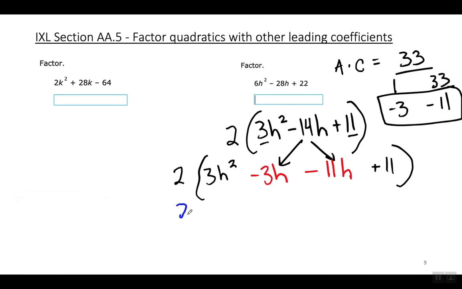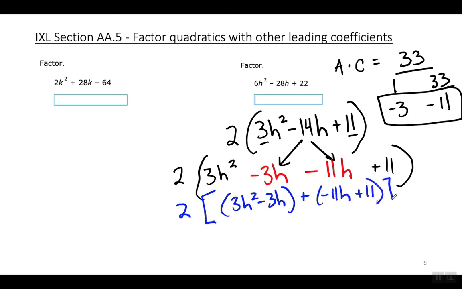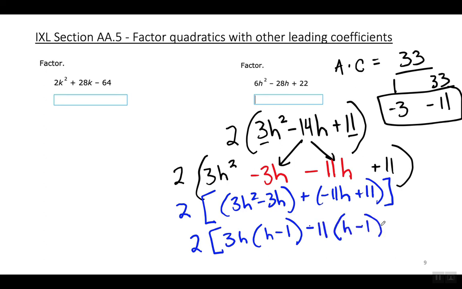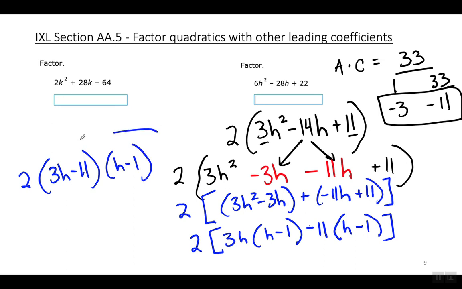So now I'm going to factor by grouping. The greatest common factor in this group would be 3h. 3h times h minus 1. And in this group, you got to take out negative 11 so that when you multiply it, you'll also get h minus 1. If you take out positive 11, it's not going to work. All right, so my final answer is going to be 2 times 3h minus 11 times h minus 1. There is my answer.